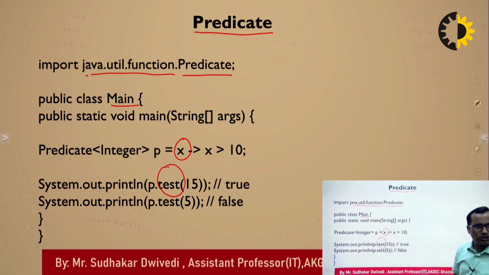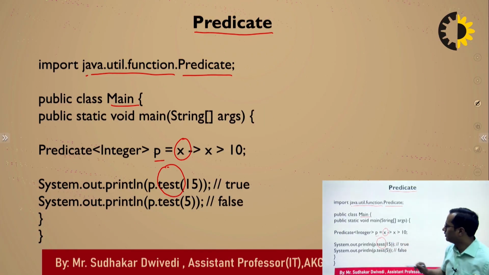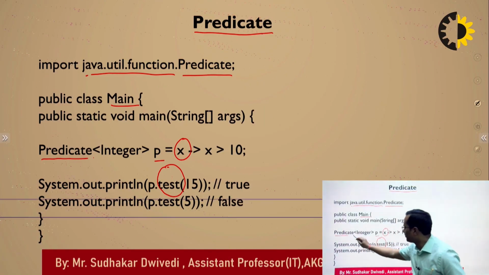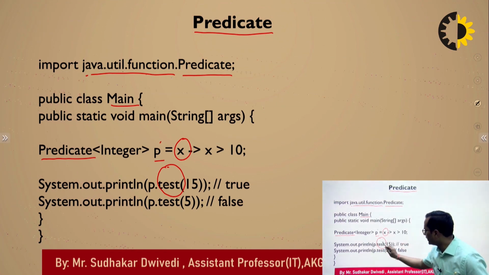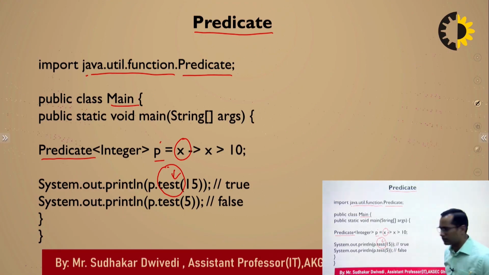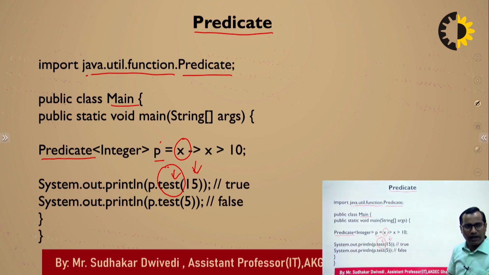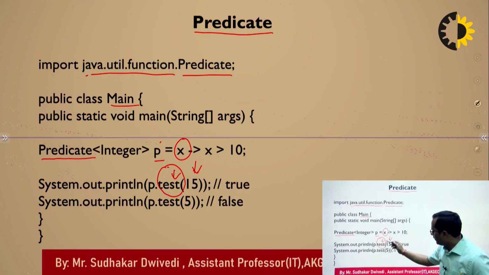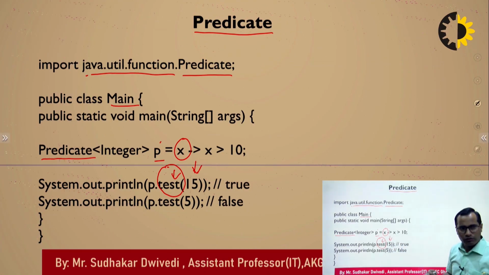So we have created the reference of the type Predicate, as we can see here. And on this reference, we have called the test function of the Predicate. That means we have passed one parameter. I have mentioned the Predicate can take one parameter, and then it will return the value true or false. So for this purpose, we have used the test function.